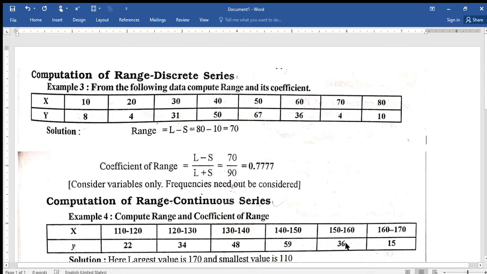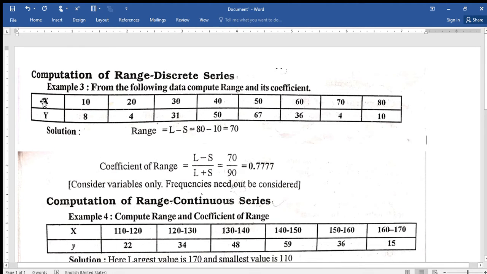In the last class, I discussed computation of range for individual series. Today, let me discuss computation of range for discrete series. Example 3: From the following data, compute range and its coefficient. The problem is given like this.